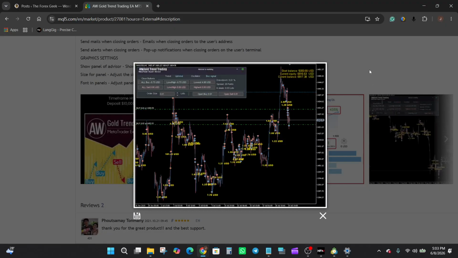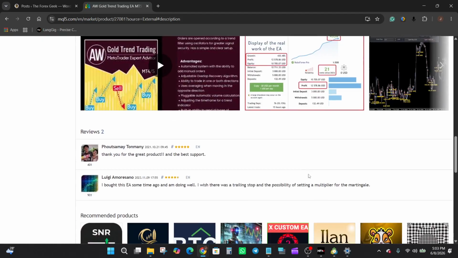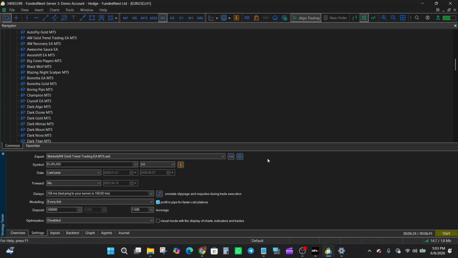All right, we're just going to head over to our strategy tester now so we can actually test the EA and see how it performed. We are testing the AW Gold Trading EA on Euro USD on the H1 time frame, and we are back testing over about 5 months and a week from the beginning of this year, 2026. And for the delays, we are using the last ping to the server, and of course, we are using the every tick modeling.